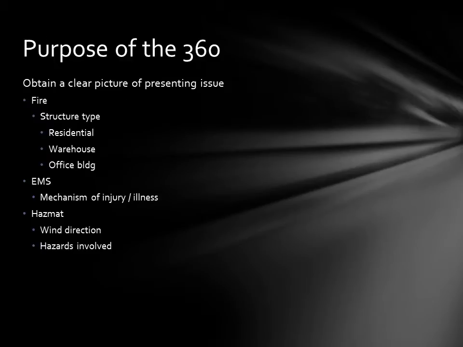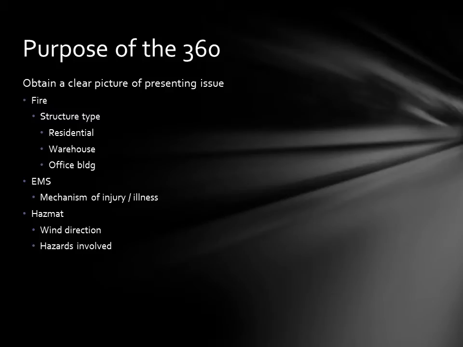So the purpose of the 360 is to obtain a clear picture of the presenting issue. For the most part, we talk about doing a 360 for fire type jobs, to identify a structure, what type of structure it is, a residential, warehouse or an office building. But we can also use a 360 in terms of an EMS presentation. We can look at the mechanism of injury, which gives us an index of suspicion and what type of illness or injury the people might have.